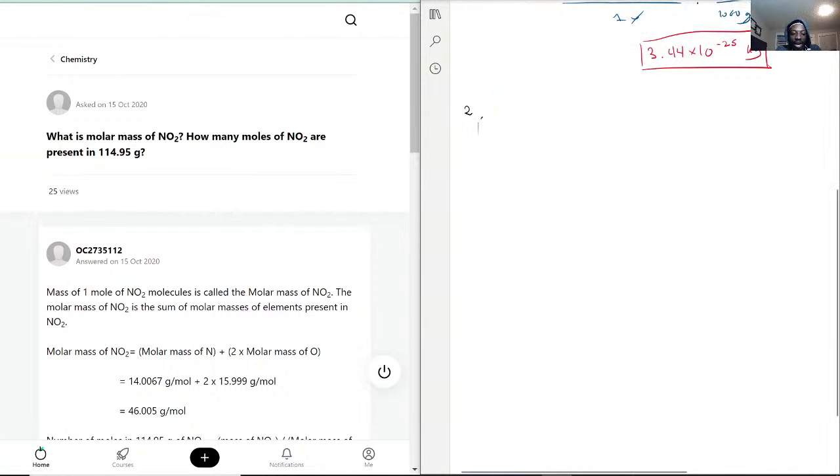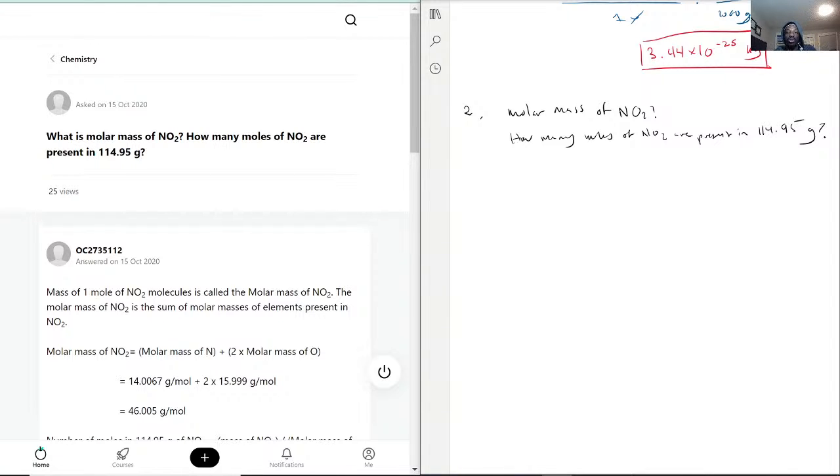So this question is asking, what is the molar mass of nitrogen dioxide? NO2, okay? And how many moles of NO2 are present in 114.95 grams? Okay, so 2-part question here. I'm actually going to add a third question.